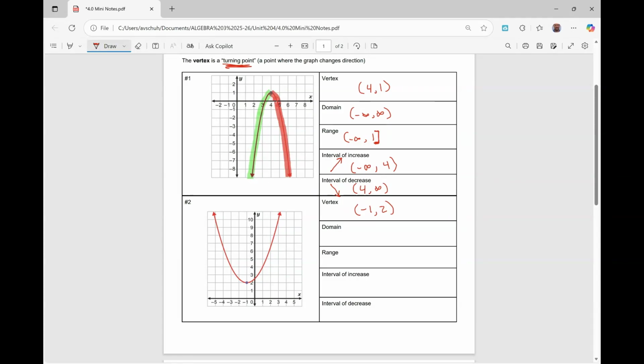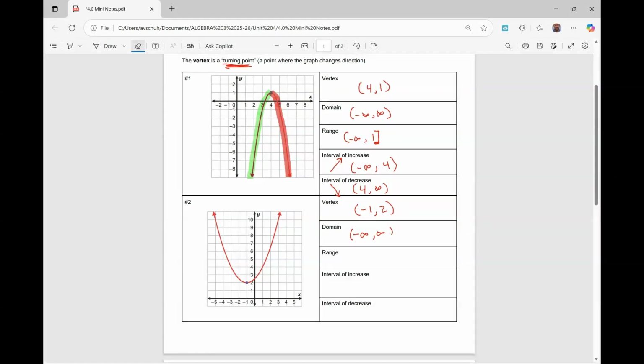The domain then is going to be, like we said before, negative infinity to infinity. I can see this arrow is pointing here and it's never going to stop. This arrow is going here and it's never going to stop. And so negative infinity to infinity is our best bet with that one.